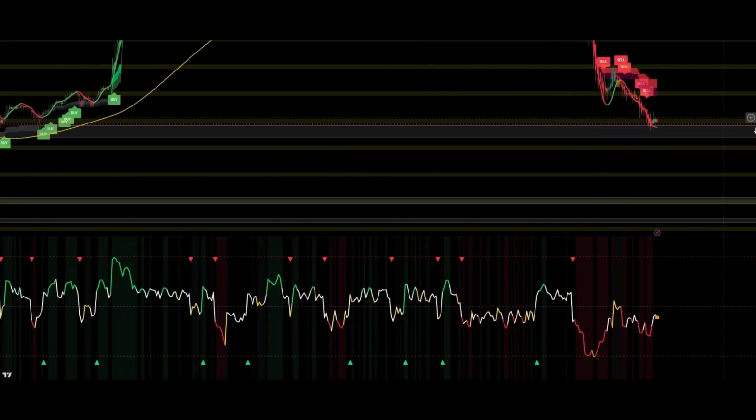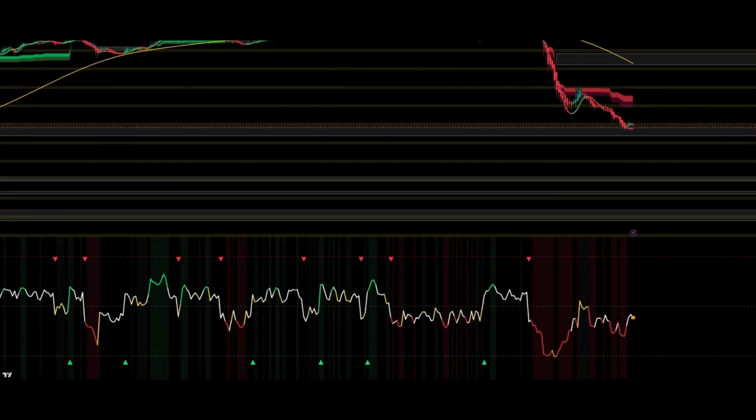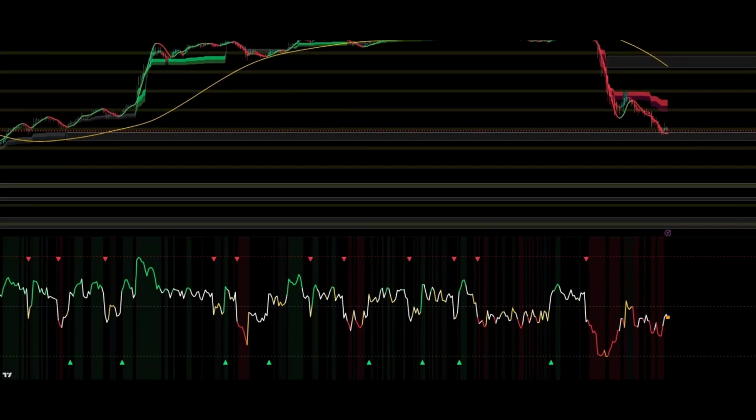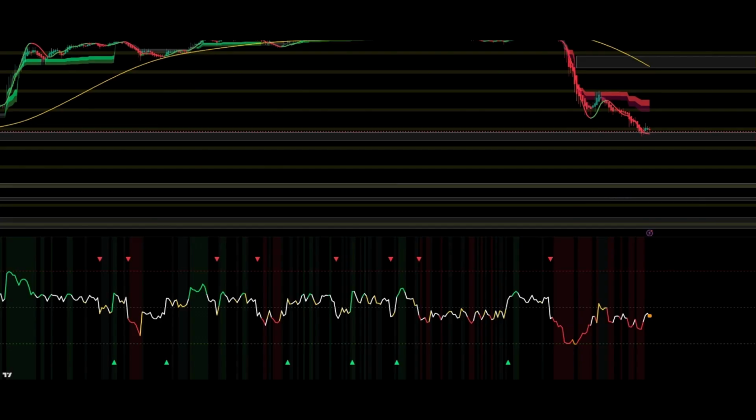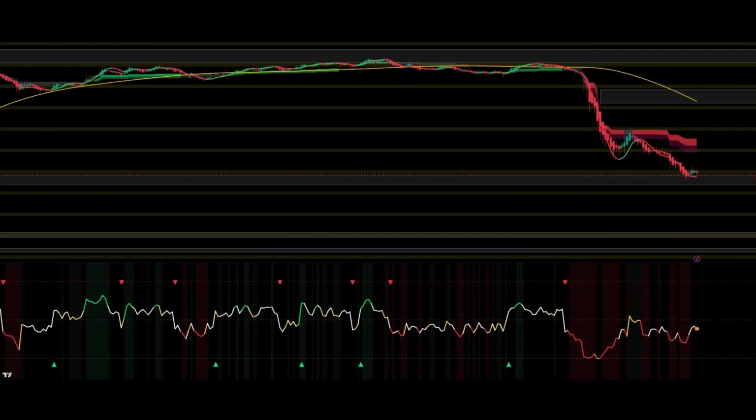There you go. And that is the new update to EdgePulse and how it's going to help. So it's using pressure still, and it's also putting in structure and helping determine if you're in a good spot to enter a trade or not. Hope this helps.